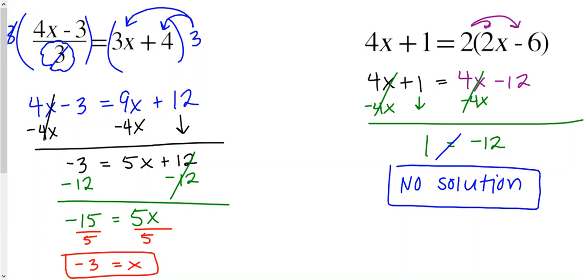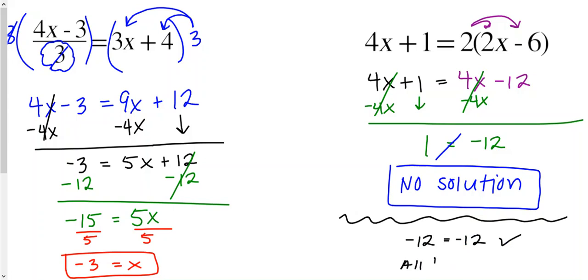Now, on a side note, if after all of our work we got negative 12 to equal negative 12, that is a true solution. So we would say all real numbers as our answer, if that were to happen. So if we get the same thing on each side, all real numbers. If it's different on each side, no solution. So just keep that in mind.